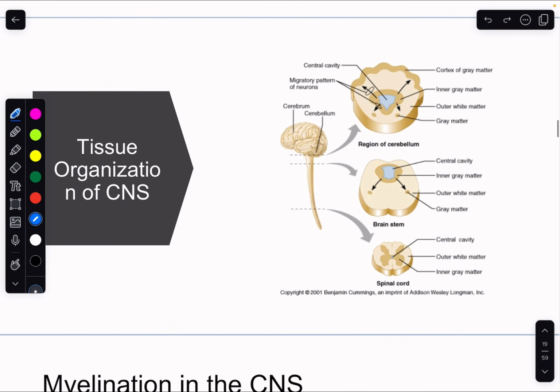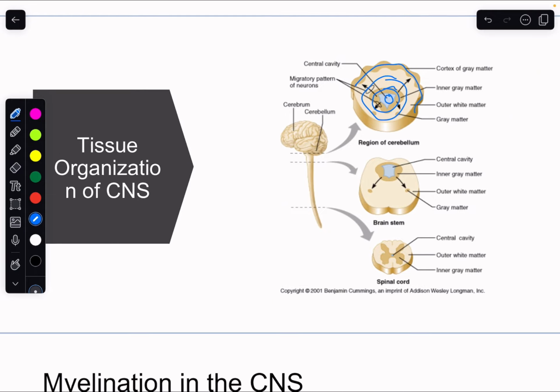All right. Tissue organization of the central nervous system. As you can see, right here is the central cavity. And then right here is the inner gray matter. Outside here is the outer white matter. And then the gray right here is the cortex of the gray matter.